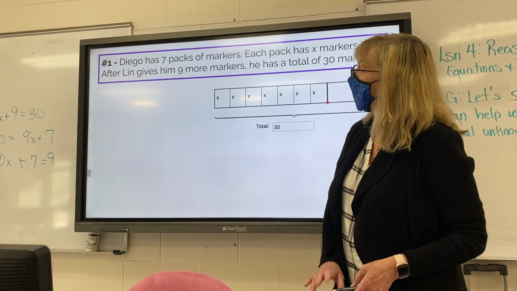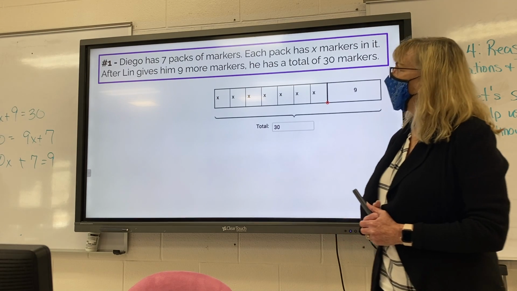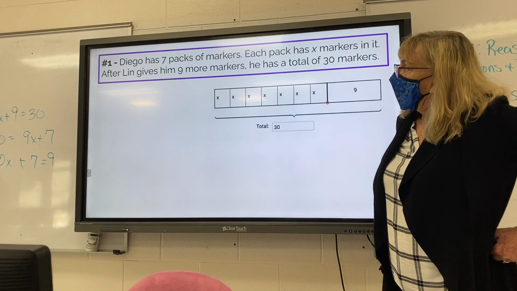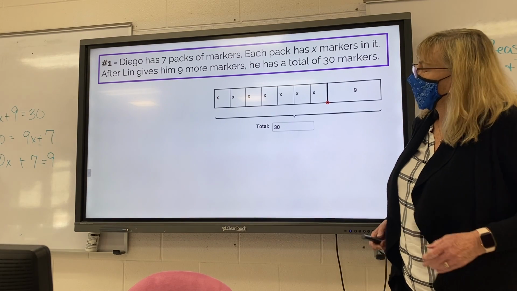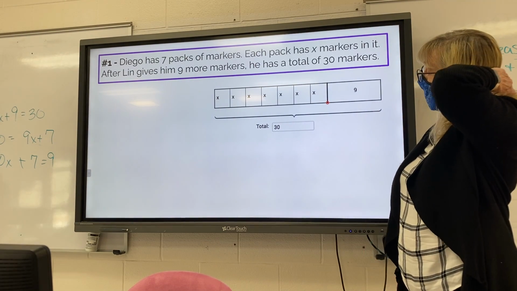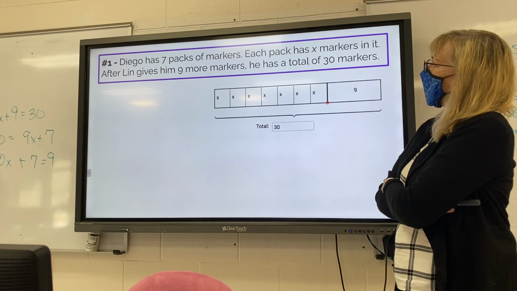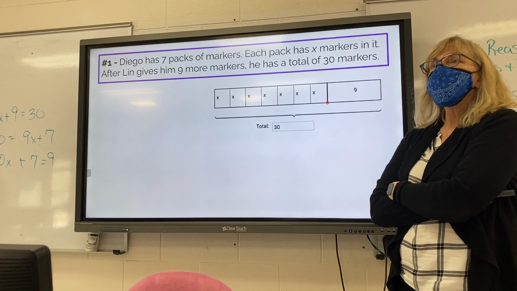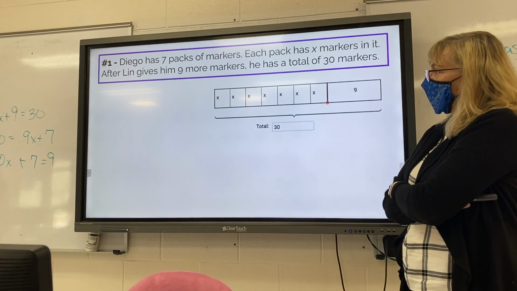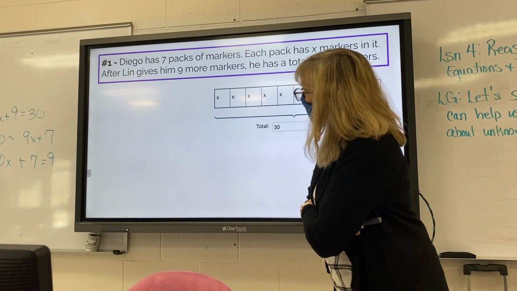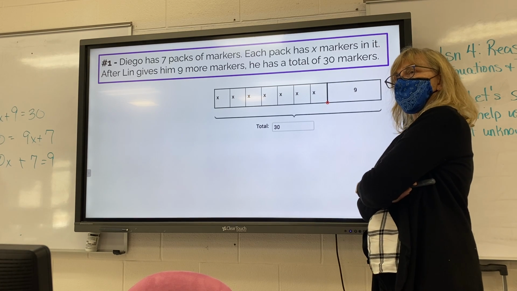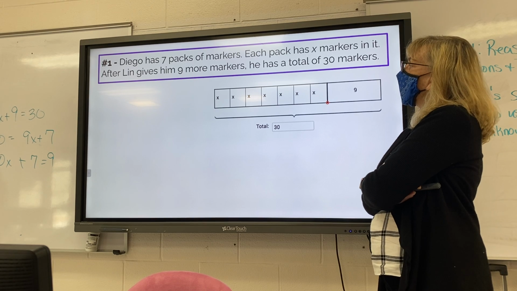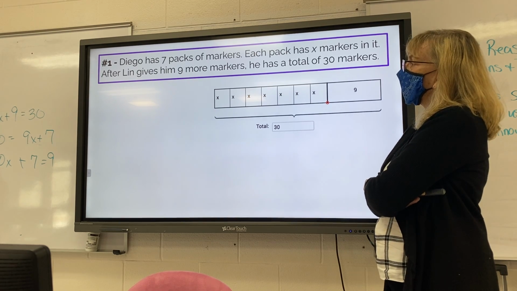All right, so we have Diego has 7 packs of markers. Each pack has x markers in it. After Lynn gives him 9 more markers, he has a total of 30 markers. So which equation would you use? The second one. The second one? The 30 equals 9x plus 7? Yeah. Why? Because it already has 7 packs. Each pack had an unknown amount.